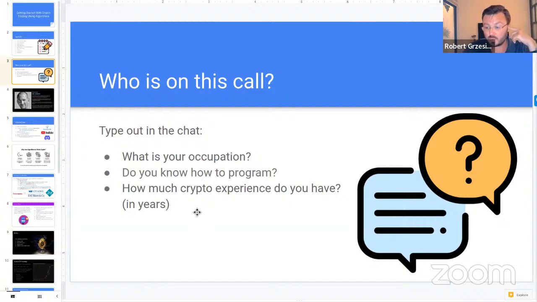Tell us if you know how to program, right? Have you ever coded before in your life? We've made this course actually very easy for you. So even if you don't know how to code, we'll be able to walk you through that, and it'll be quite easy for you to get started, right? And then also tell us about how much crypto experience you have. Have you been trading crypto for a while? Have you not, right? So let me tell you about mine.